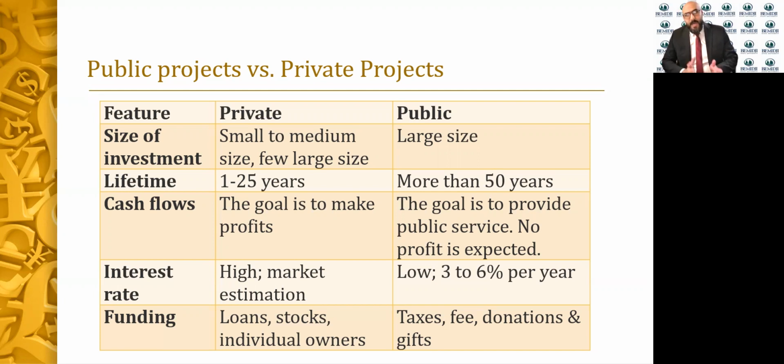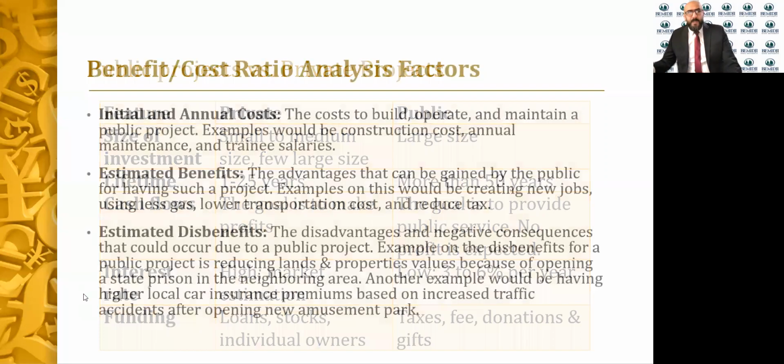Interest rate: for private it should be high because it's established by the market, and for the public project, it's low, usually 3 to 6%, and this is identified by the federal government. And right now we are at a low of about 3%. Funding: the private projects are funded through loans, stocks, or maybe individual owners. However, the public is funded by taxes, fees, donations, and gifts from the citizens.